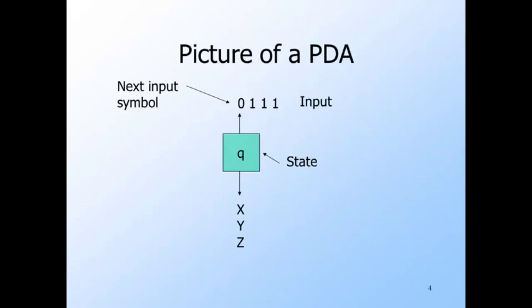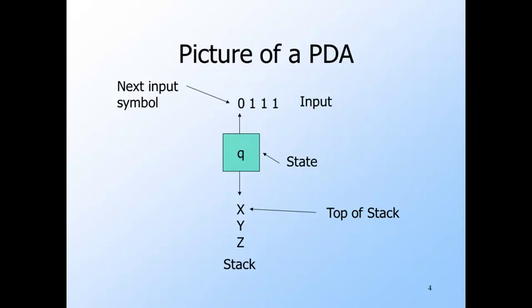There is some input which is waiting to be processed by the PDA. The PDA can only see the next input symbol and can use the symbol to help decide the next move. It also has the option to make the move on epsilon without consulting the input. And it has a stack of symbols. It can see only the top symbol and use that to help choose the next move.